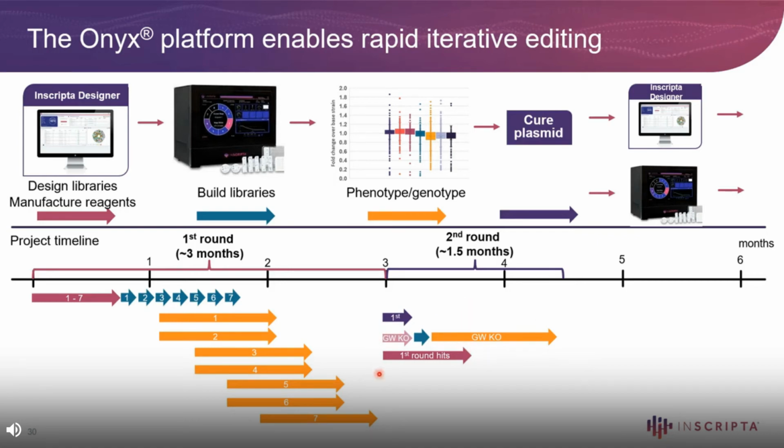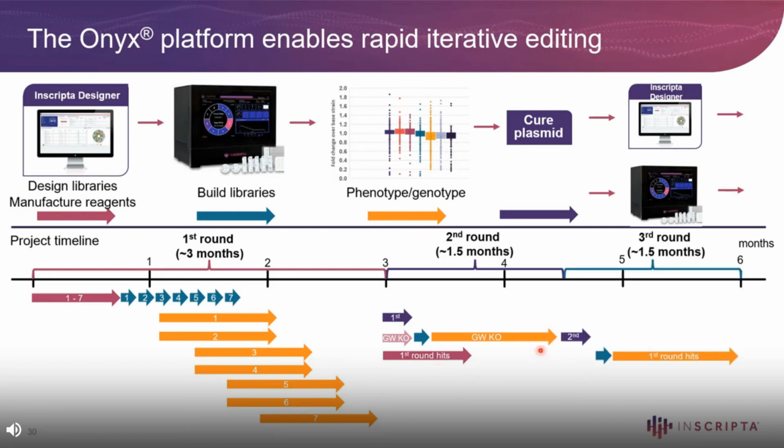At the same time, we designed and manufactured the first round hits library. So we took all the 74 hits here, threw them into one library, and we built that first round hits library, or manufactured the reagents for it. So then we went into the third round.